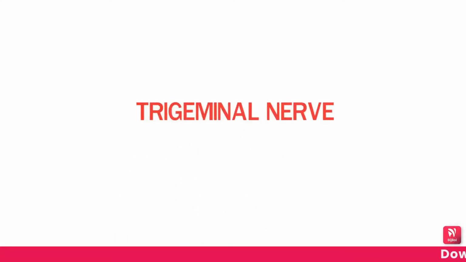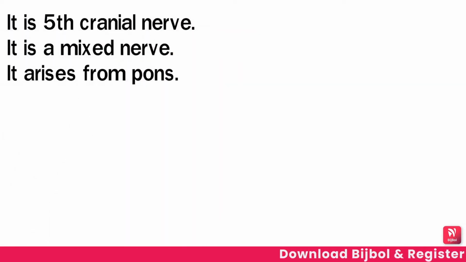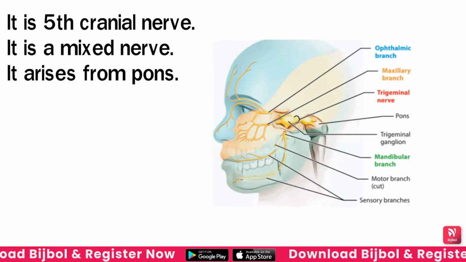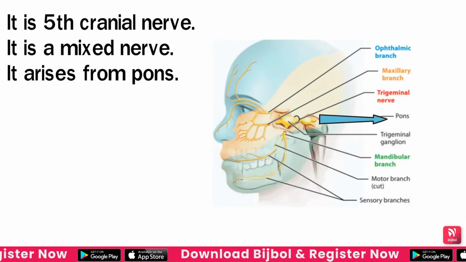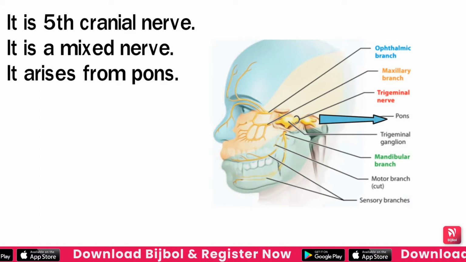The topic for discussion today is the trigeminal nerve. What is the trigeminal nerve? The trigeminal nerve is the fifth cranial nerve. It is a mixed nerve, that is, it has both a motor component and a sensory component. It arises from the pons. It is the largest cranial nerve. This diagram indicates the trigeminal nerve origin, that is from the pons. The blue arrow indicates the pons.